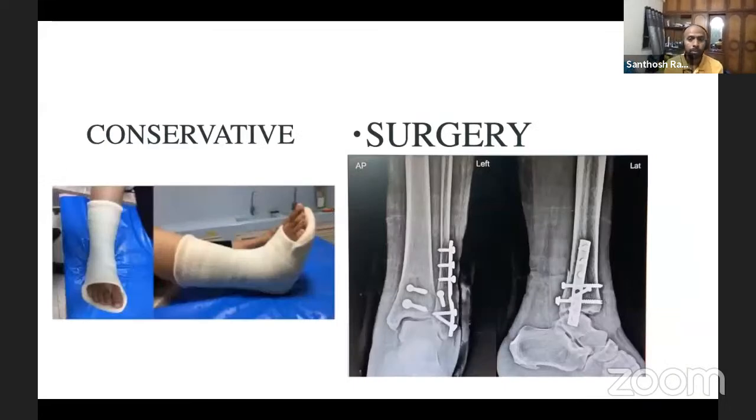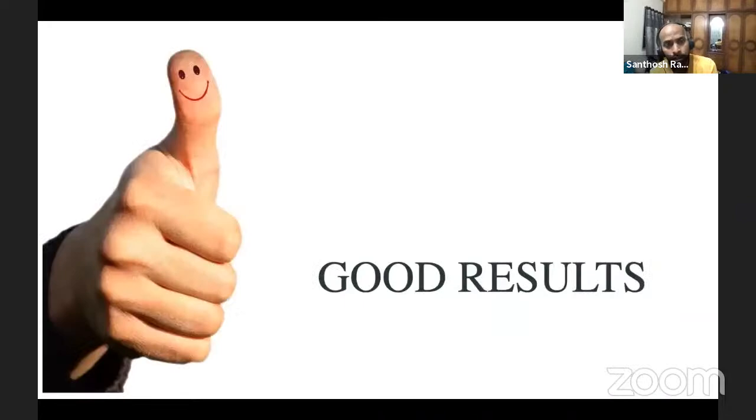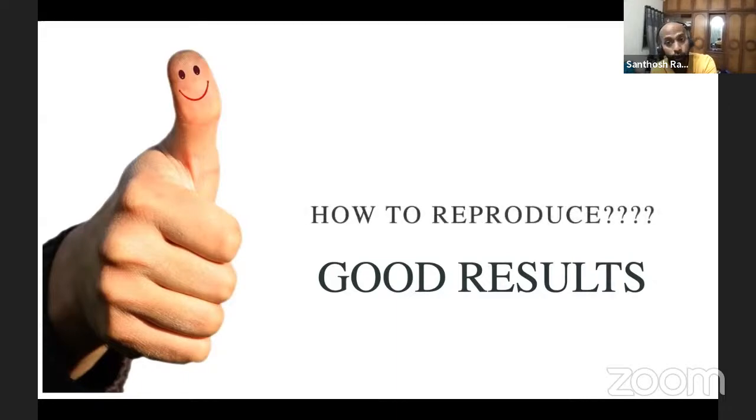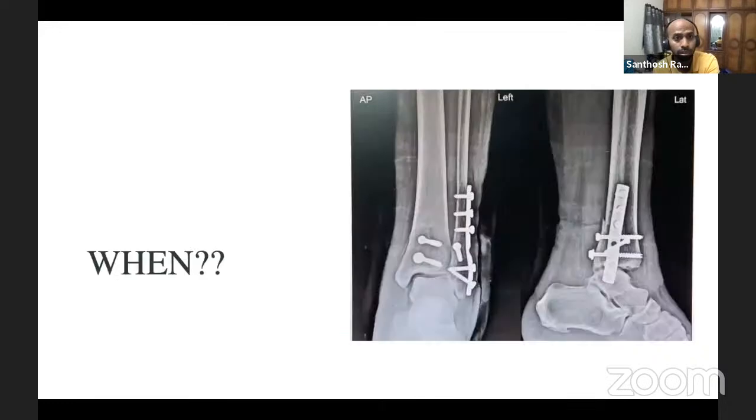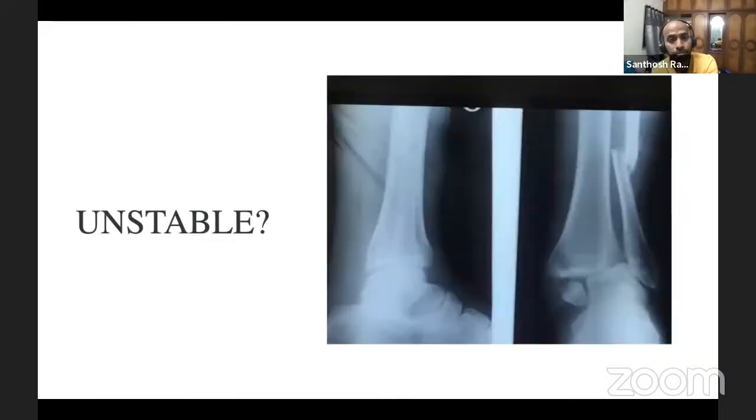So now we have primarily two modes of treatment. One is, may not be for trimalleolar, conservative, or a surgery. We need to give good results irrespective of the treatment modality we choose. That is the aim of treating any fracture. So how do we reproduce them? For conservative, it is very simple. Get the indication right. Trimalleolar is not an indication for conservative treatment, so we are not going to deal with that. So when do we reproduce good results in a surgery?